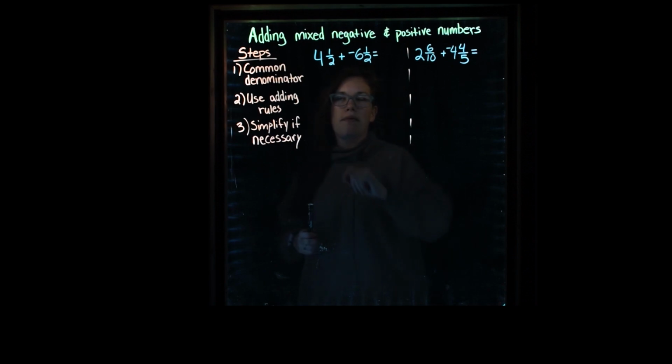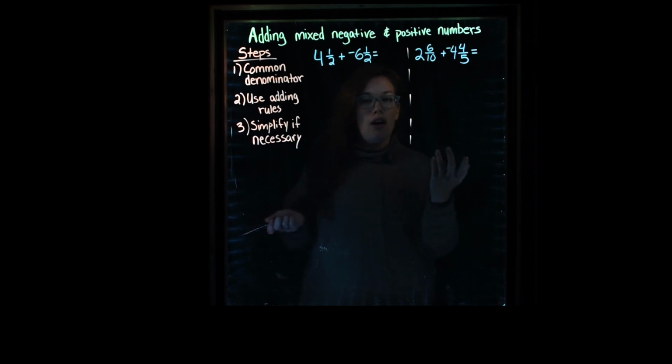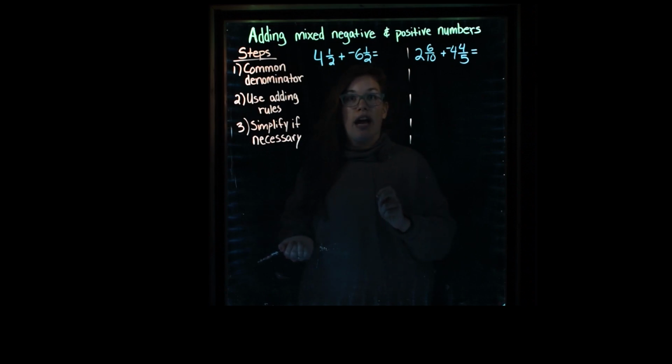So let's go ahead and look at my first problem, 4½ plus negative 6½. Let me look at my steps to remind me. Common denominator, they are both 2. Oh, so I can go ahead. Now, I'm going to use my adding rules. Different signs, I can subtract.